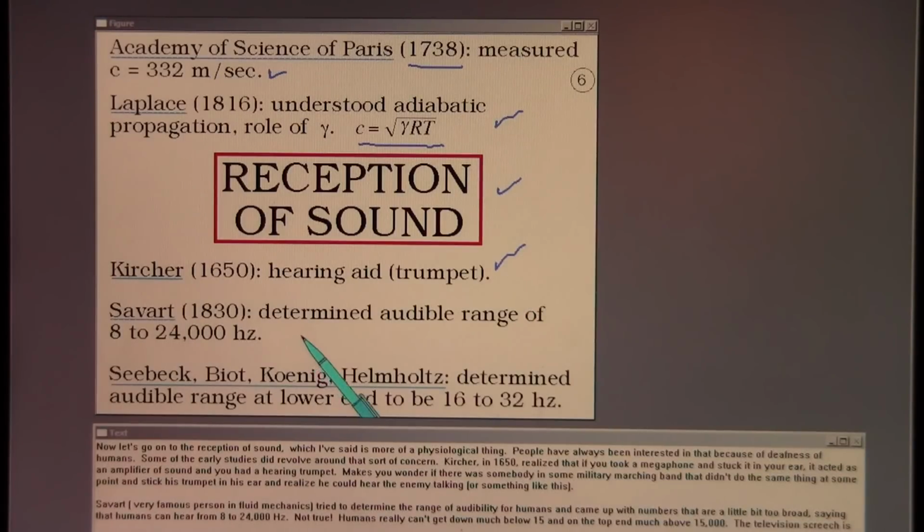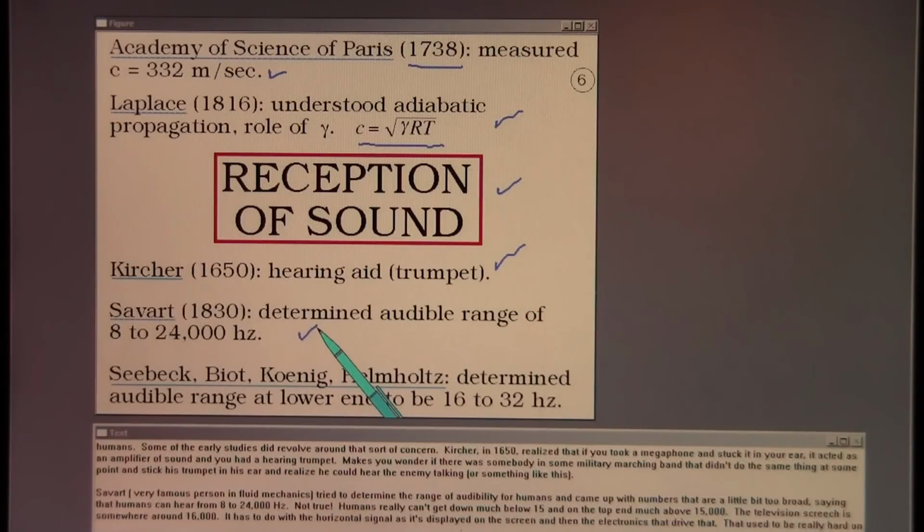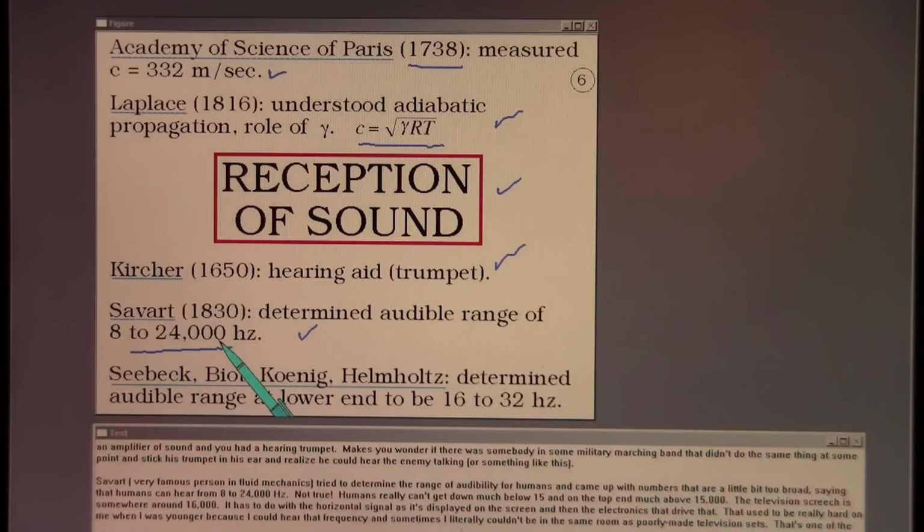Savart, a very famous person in fluid mechanics, tried to determine the range of audibility for humans and came up with numbers that are a little bit too broad, saying that humans can hear from 8 to 24,000 hertz. Not true. Humans really can't get down much below 15, and on the top end, much above 15,000.